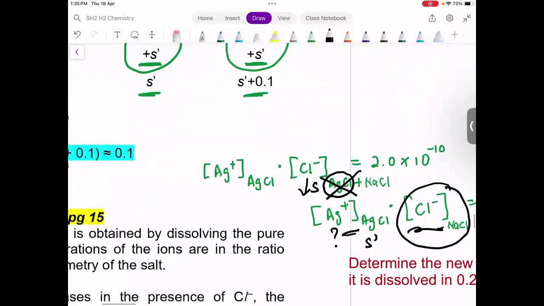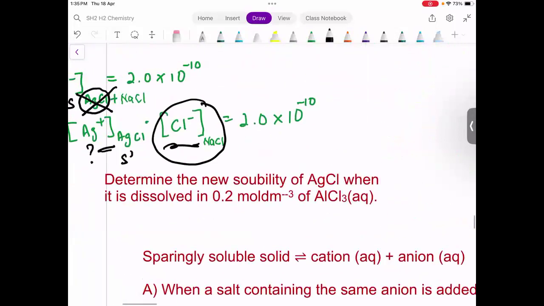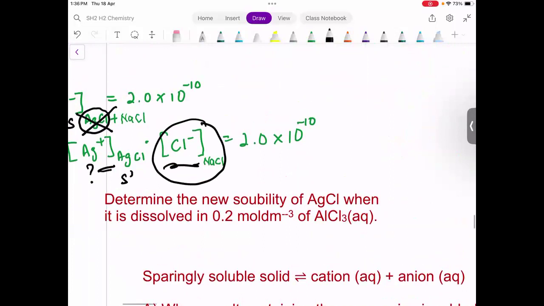Okay, let's practice using this. Can we quickly practice? Determine the new solubility of silver chloride when it's dissolved here. This one, an A-level question always comes out. So practice now. I only have half an hour more, less than half an hour. I need to finish this topic.